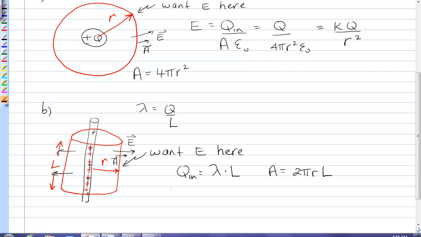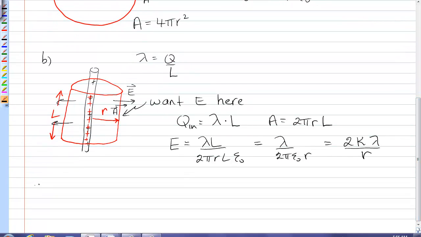So putting that together into Gauss's law, we have the electric field at that point is equal to Q in, which is lambda L, over A, 2 pi r L, epsilon naught. And notice how the L's cancel. The L's will always have to cancel because the size of your Gaussian surface is completely arbitrary. So this becomes lambda over 2 pi epsilon naught r, or 2k lambda over r.